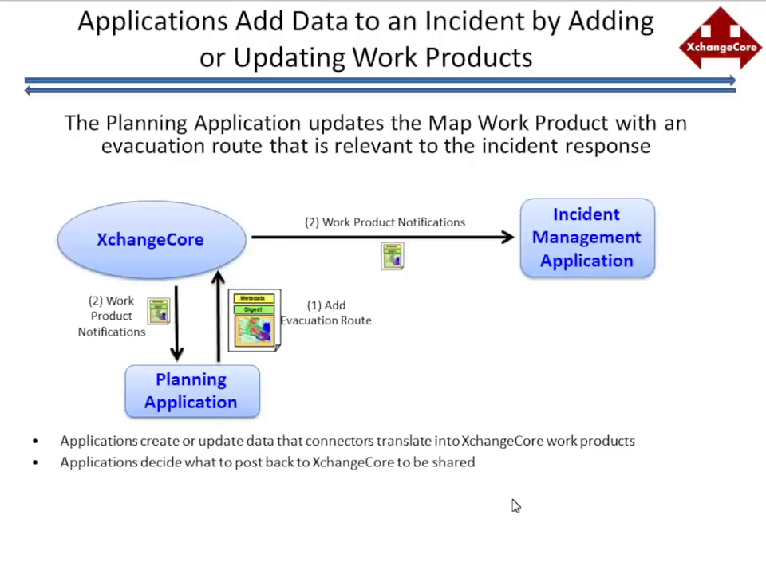That work product is associated with the incident, passed back to the XchangeCore server, and then other applications that are on the network are notified that there is a new work product, or that a work product has been updated, in this case to show the evacuation route.